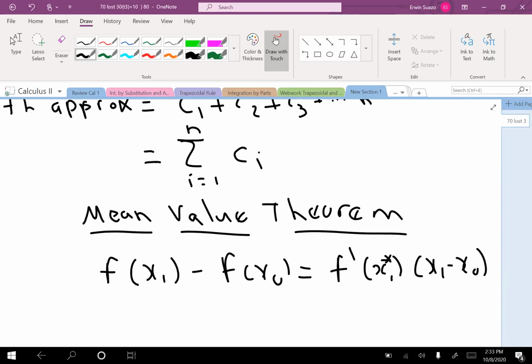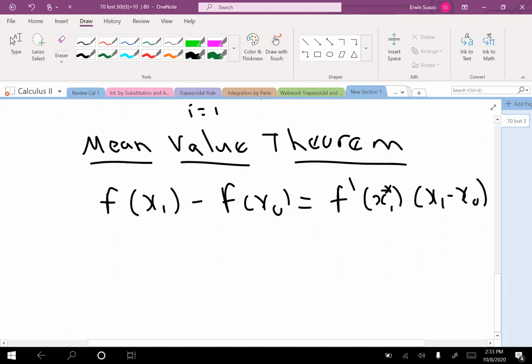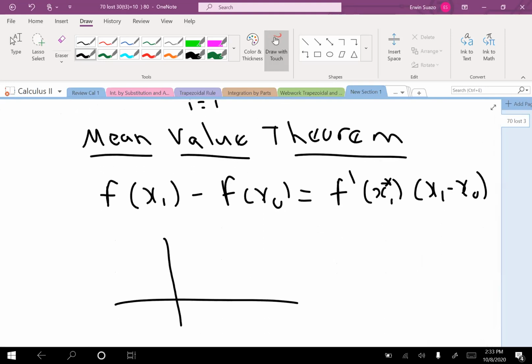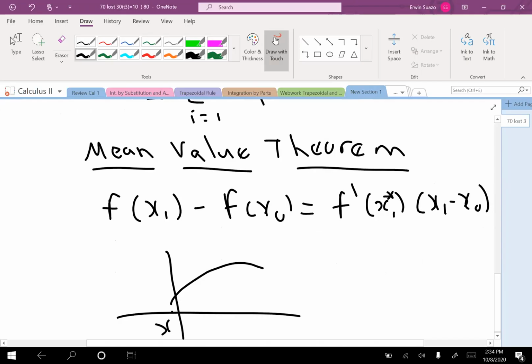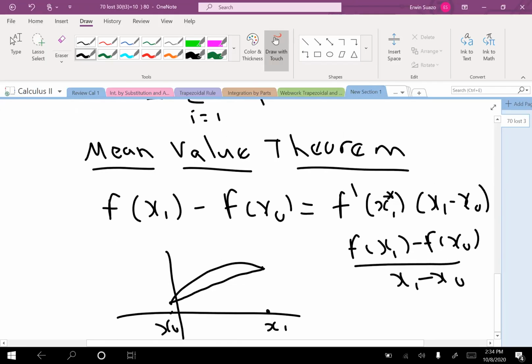The mean value theorem says this. If you have a function, let's say this is x0 and this is x1, right? So if you find the secant, what is the slope of the secant? It will be f of x1 minus f of x0 divided by x1 minus x0. So you see, if I put this guy divided to the other side, this guy is the slope of my red line.